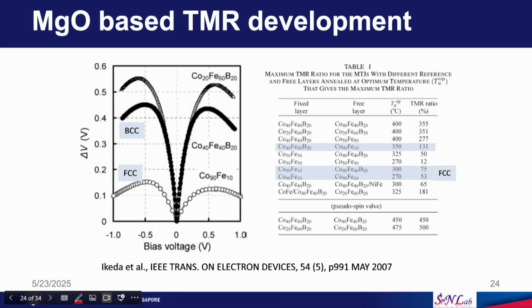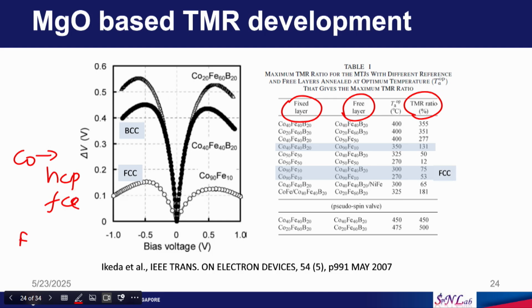Okay, so in this table you will see various compositions of the reference layer and various compositions of the free layer and the TMR of the structures. Okay. So, normally when you have cobalt, only cobalt can exist in HCP or FCC kind of structure, and iron is BCC.